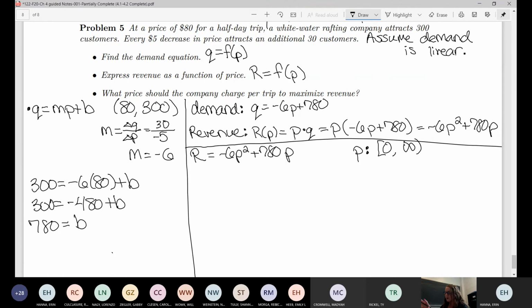So as always, for any max-min problem, we always start with finding the derivative and setting it equal to 0. So let's find the derivative. Negative 12p plus 780. And we want to set it equal to 0. It's also never undefined. So let's just make note of that. There's no denominators there. So we set that equal to 0.